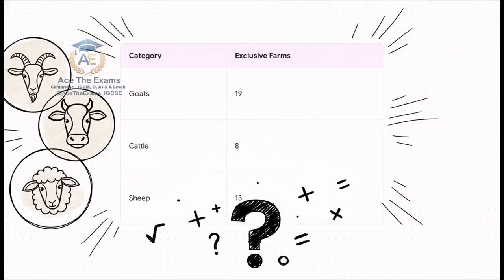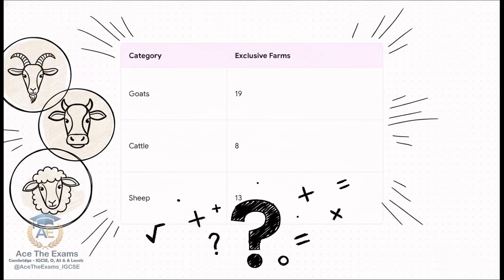Listen, navigating abstract logic is the ultimate separator between average students and top-tier A-star candidates. When you are hit with paragraphs of overlapping data, trying to hold it all in your working memory is a guaranteed way to fail.